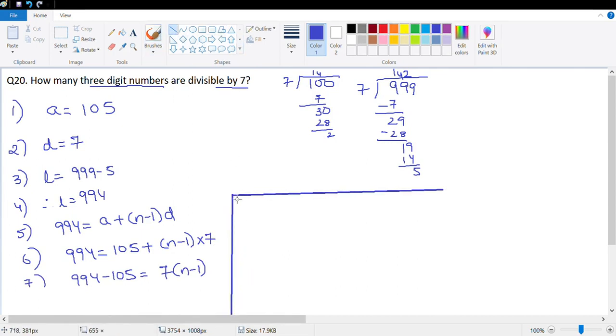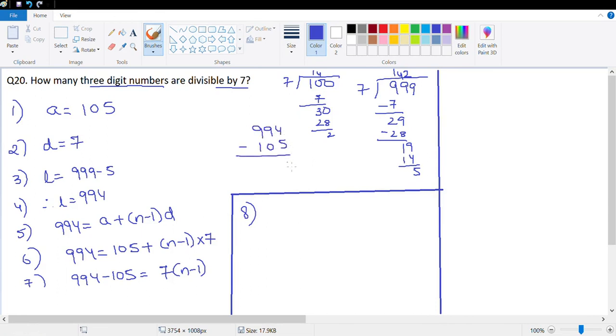Okay, I think I have enough space. I don't need to erase what I had written here. Let's go ahead and solve the remaining part of the question. So, 994 minus 105. 14 minus 5, that's 9. 8 minus 0, that's 8. And 9 minus 1, that's 8. So this is 889 is equal to 7 times N minus 1.